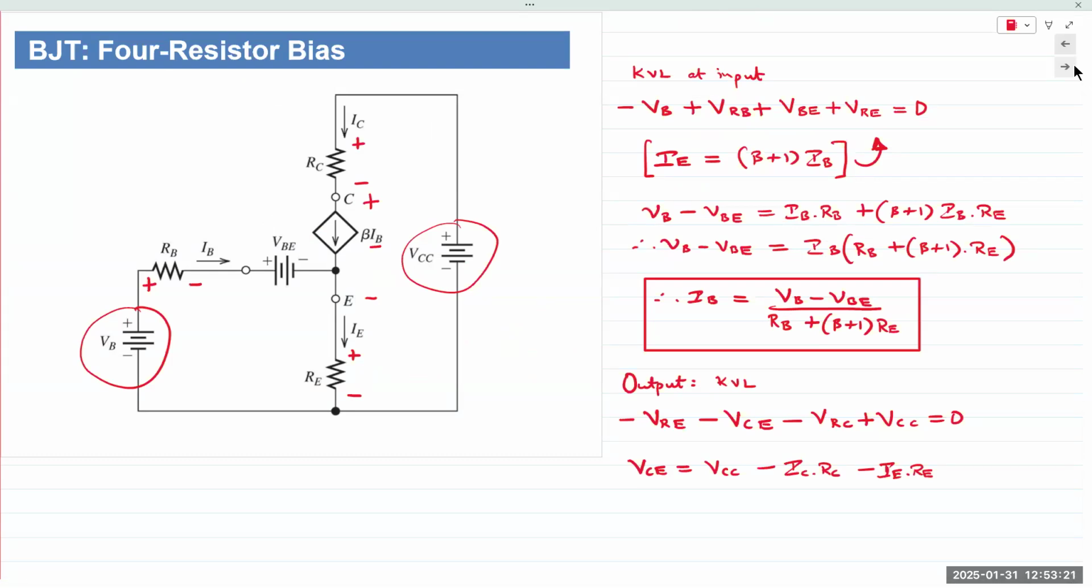And in this circuit, we can use a model for the collector current. Collector current is beta times IB. And once it curves in, it behaves like a constant current source. And because it is dependent on IB, we can model it as a dependent current source with a value of beta times IB. So now we apply KVL at the input and the output side. We obtain this expression.